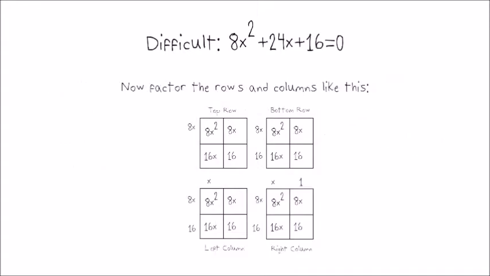Now factor the rows and columns like this. Now, for the top row, a common factor of 8x squared and 8x is 8x. For the bottom row, a common factor of 16x and 16 is 16. Now, for the left column, what can you multiply to 8x to give 8x squared? Also, what can you multiply to 16 to give 16x? The answer to that is x. For the right column, what can you multiply to 8x to give 8x and to 16 to give 16? The answer is 1.